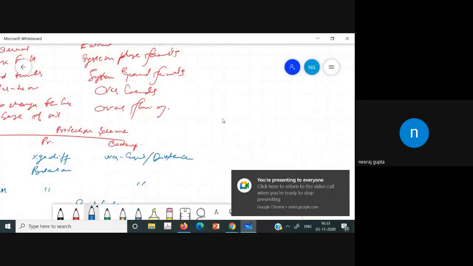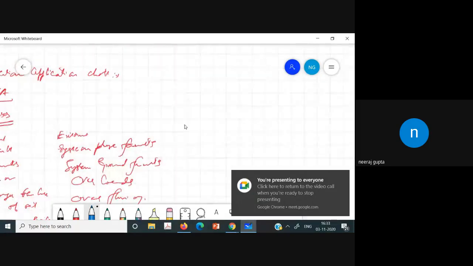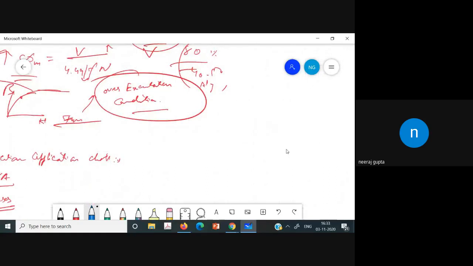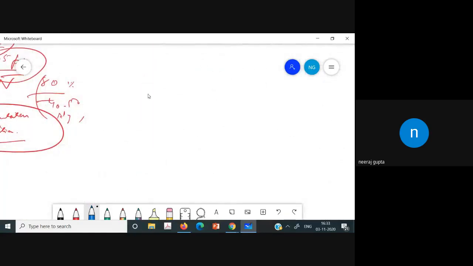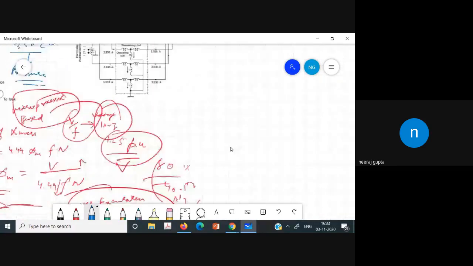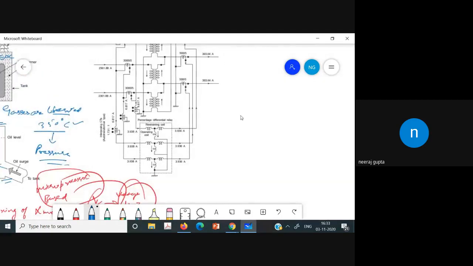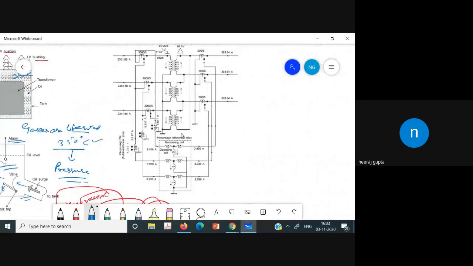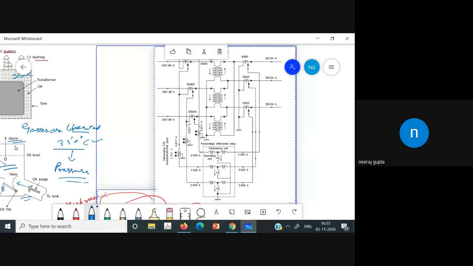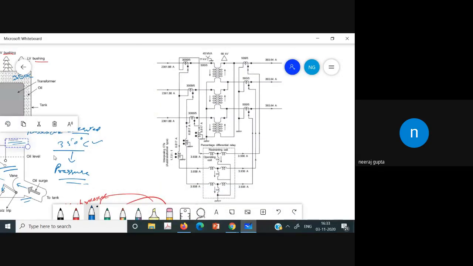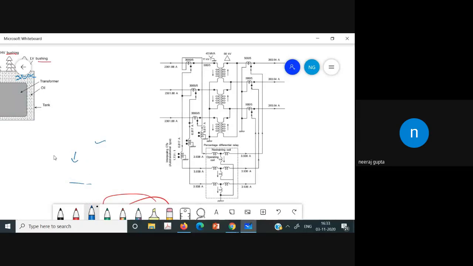Now, this is all that we have discussed, and one problem is there. I will give you that in the tutorial, and I will also give the solution, so you can better understand how you can fix the relay and how you can have the different connections of the relay. So this is the diagram of that.